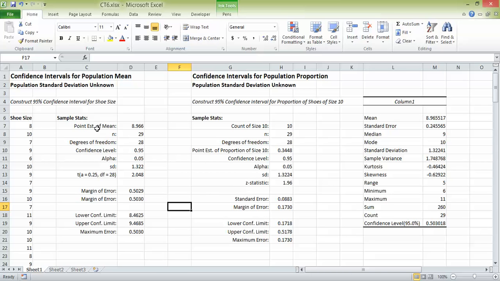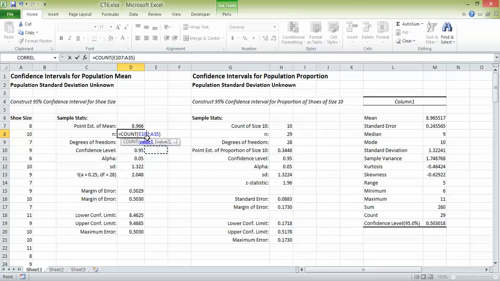First of all, we need what's called a point estimate, and that's our best estimate of what the mean is. And if I click on that cell, you can see I'm just calculating the average or the mean of those 29 values between A7 and A35. And, well, the count function works for that well. It'll tell us how many are in there.